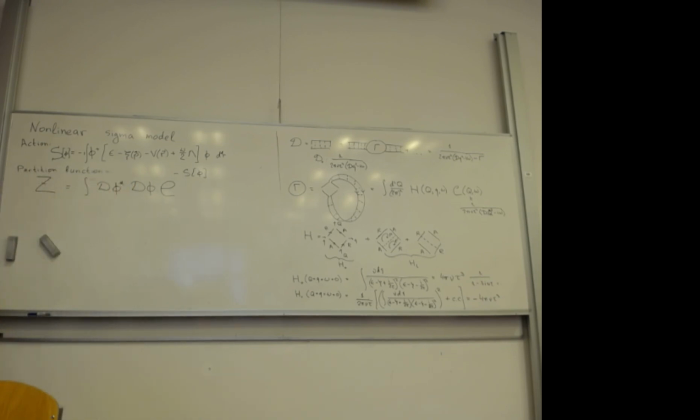This is called Z, the partition function. And this is the integral over all fields phi. It's actually a functional integral, so it's an integral of the value of phi at every point in space. It's infinitely many integrals. And once we know what this Z is, we can compute the green function.